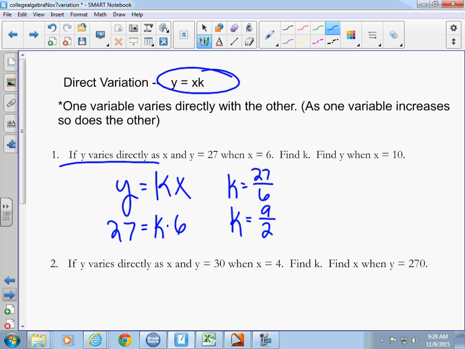Now, am I finished with the question? No, it asks me to find y when x is 10. So first I'm just going to rewrite my direct variation equation. I now know that k is 9 over 2, so this is my equation. You can see kind of why we put it in this chapter. That's a linear equation, so it's something we've dealt with before. And then what's y when x is 10?